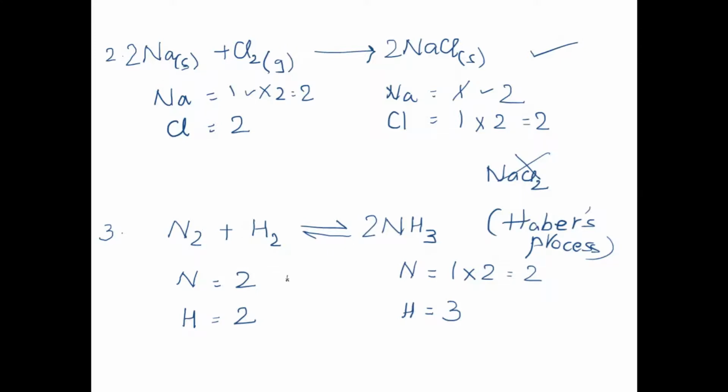Yes, nitrogen is balanced. Now, if 2 has come up here, this hydrogen will be 3 into 2, multiplication takes place, 6 atoms. But here it is 2. So, in order to make up 6, I multiply hydrogen with 3. So 2 atoms of nitrogen on the product side, 6 atoms of hydrogen, 6 atoms of hydrogen. So my equation is balanced now.